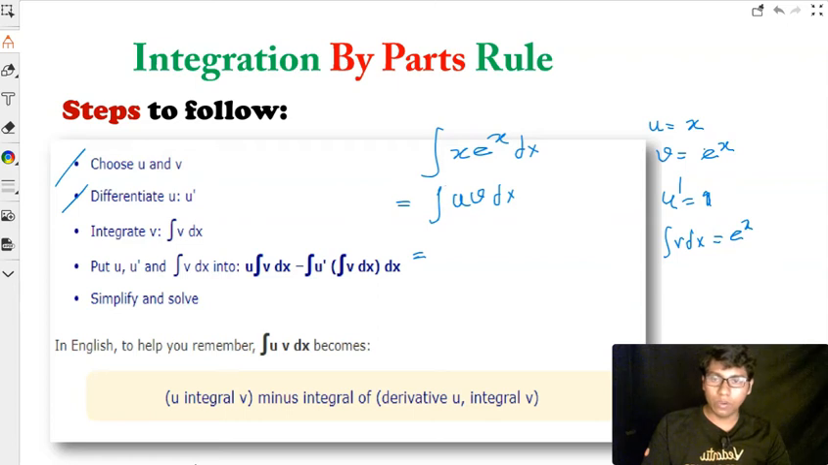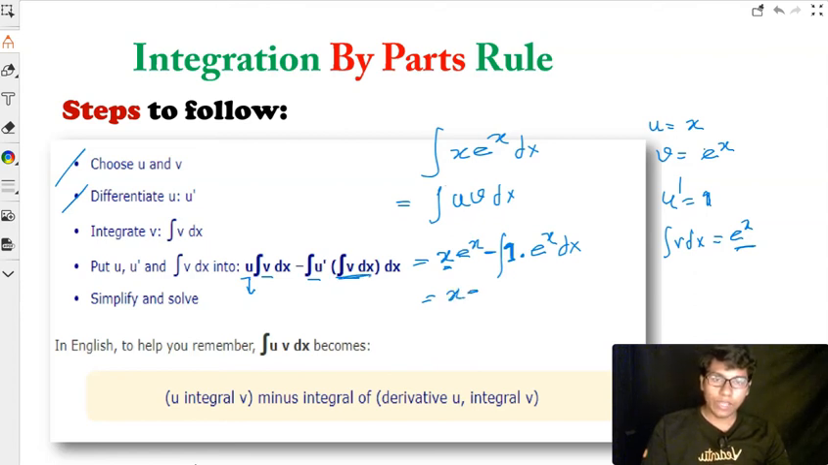Now I will write down the formula, which is already written here, and just put in these values. So u, x, times integration v dx, that is e to the power x, minus u dash, which is 1, into e to the power x dx. Pretty simple. This u is x, this integration of v is e to the power x, and then minus integration of u dash, that is my 1, into integration v dx, again e to the power x dx.